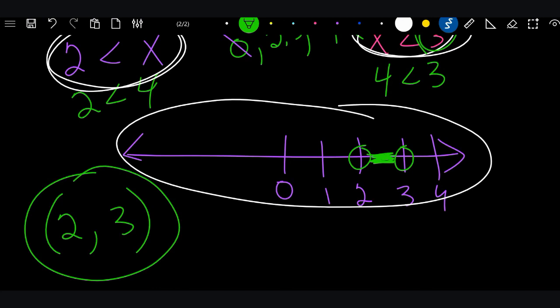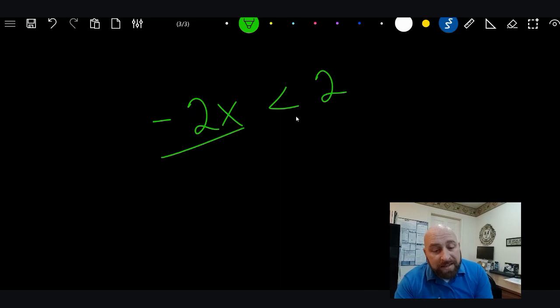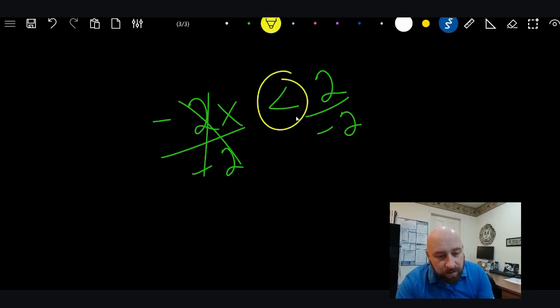All right, that's all I have for you. The only thing that I talked about but need to show you, let me show you really quick. If I have a -2x, and I divide by -2, I have to take this sign right here and change the sign. It's a rule. You have to do it. There's no way around it.